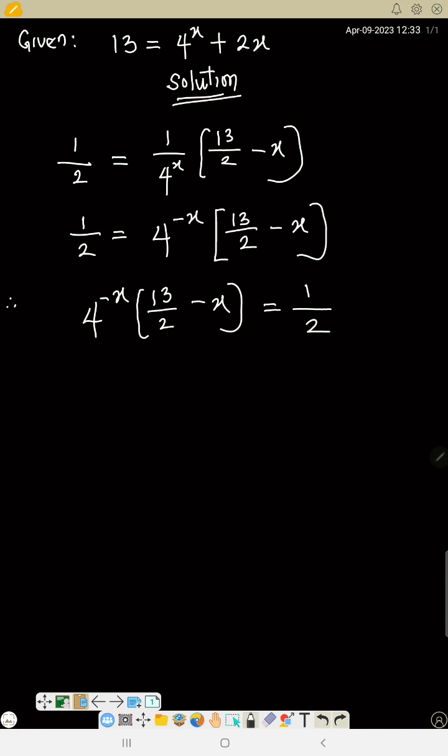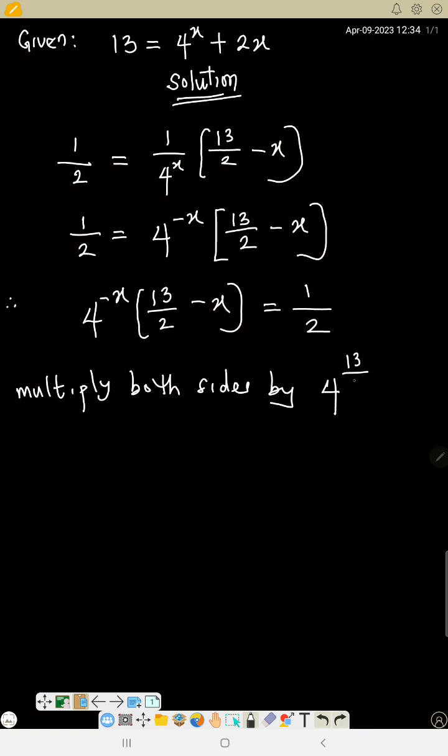So now my aim is to make what I have here be at this power. So how can I achieve that now? So now multiply both sides by 4 raised to power, because I have this, that will be 4 raised to power 13 over 2.